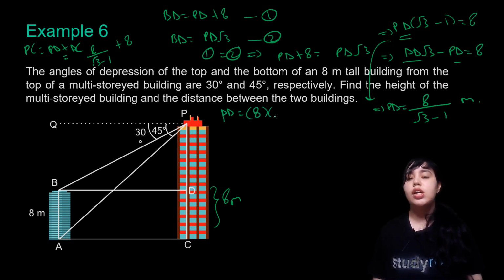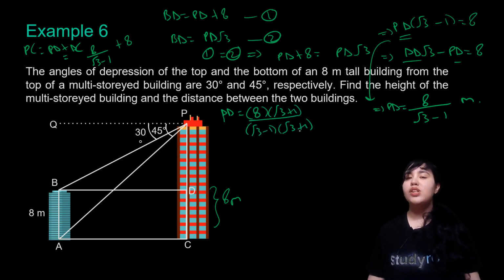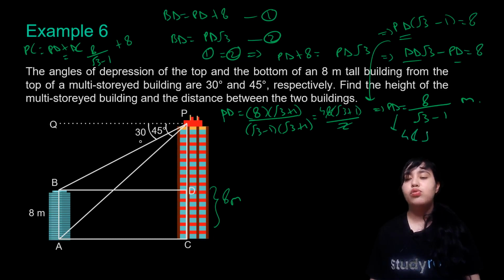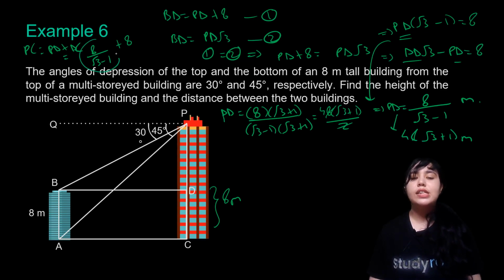So 8 into root 3 plus 1 upon root 3 minus 1 into root 3 plus 1. Now a minus b into a plus b is what? A square minus b square. So this will become root 3 square minus 1 square, 3 minus 1, 2. So 8 into root 3 plus 1 upon 2. So this becomes 4. So PD basically becomes equal to 4 into root 3 plus 1 meters. So here you can write this term as 4 into root 3 plus 1.